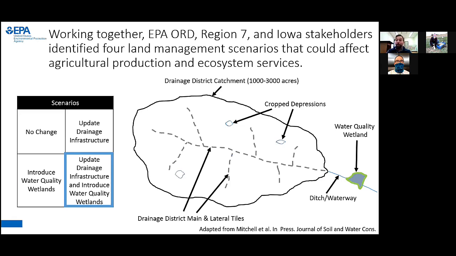And finally, the all-in scenario includes a water quality wetland and tile drainage infrastructure upgrades. So in this case, the crop depressions, if they are classified as farm wetlands, are considered converted, but the water quality wetland can potentially serve to mitigate their loss. It is also worth pointing out here that this mitigation strategy provides wetland functions and services such as habitat close to the converted areas.